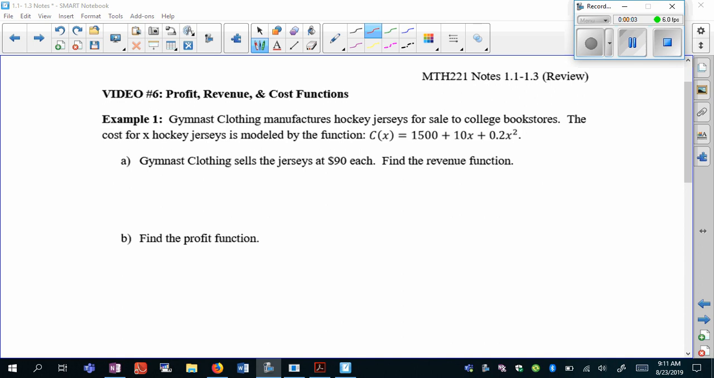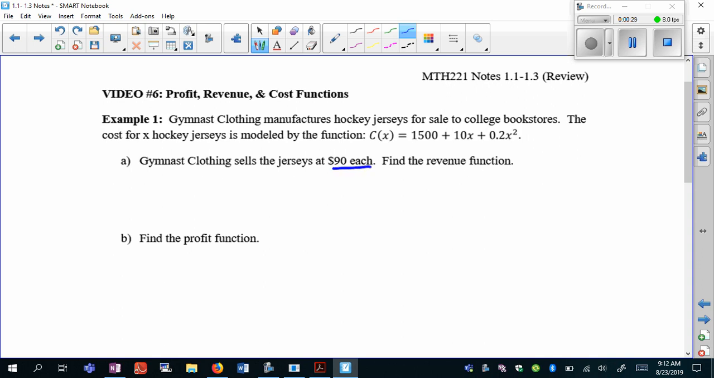In this video, we're going to look at some applications with operations and functions. So we're going to look at the profit, revenue, and cost functions. For this first example, it talks about Gymnast Clothing, which manufactures hockey jerseys for sale to college bookstores. The cost for x hockey jerseys is modeled by the function C of x. Gymnast Clothing sells the jerseys at $90 each, so that's the price per jersey.